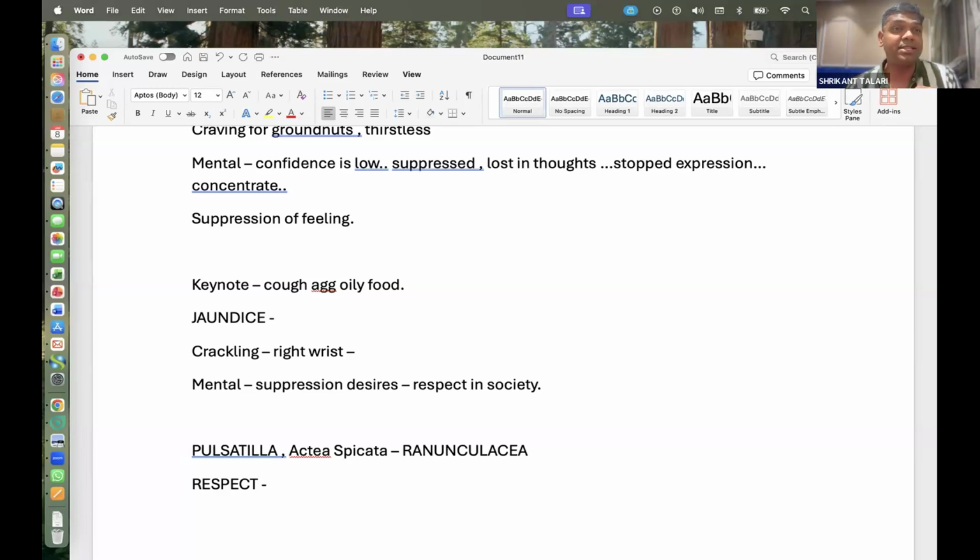Suppress your desires, suppress your inclination to maintain a good social position, to maintain that respectful status in your society. And suppression is causing all these complaints. Suppressed impulses to maintain respect. That is what the Ranunculaceae family is. So all these mental symptoms that you see are from the Ranunculaceae family.